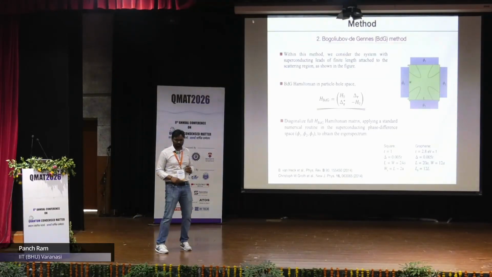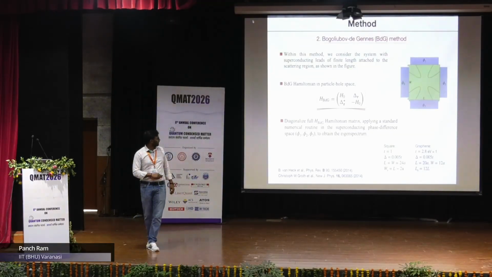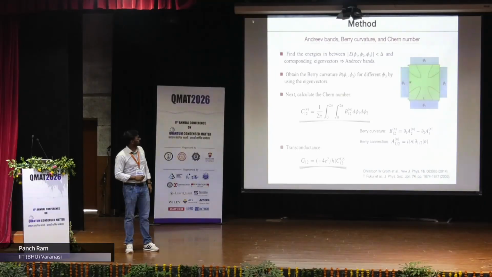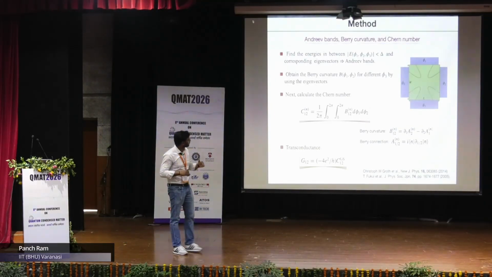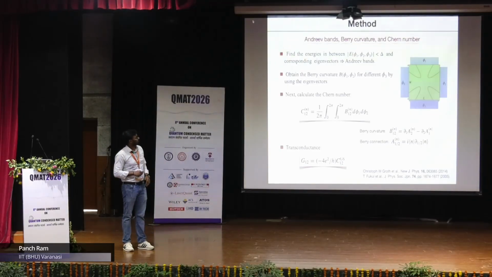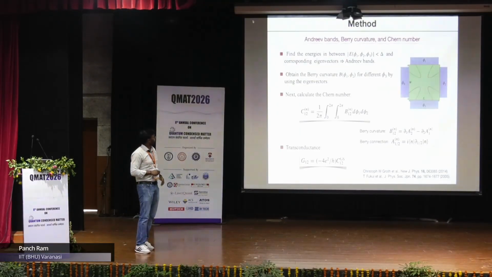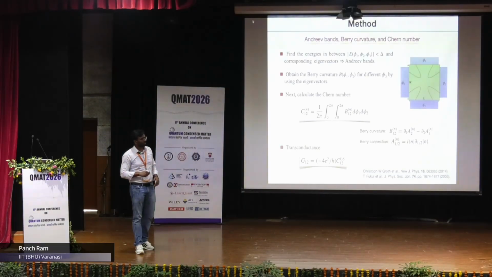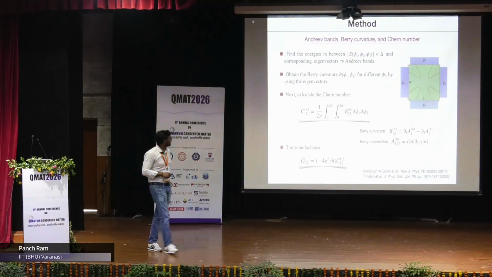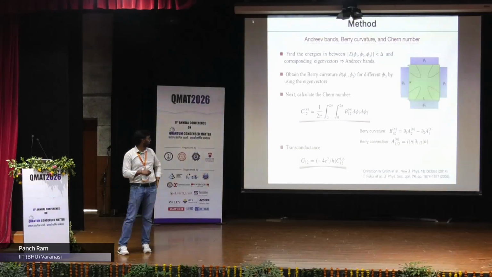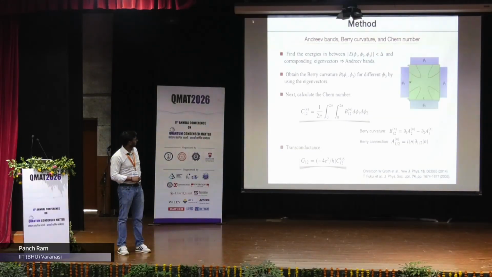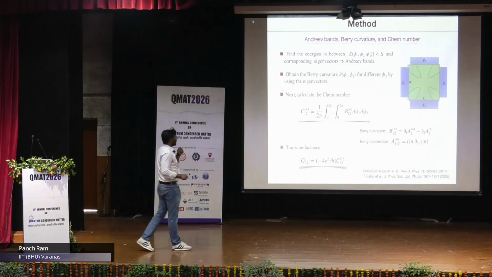these are the parameters we use. Once we get the single particle energies, we segregate those energies which are inside the gap, as a function of phi 1, phi 2, and phi 3. And then for different values of phi 3, of course, we get the energy and also the eigenstates. And with the eigenstates, we calculate the Berry curvature. And once we integrate out phi 1 and phi 2, we get the Chern number, which is, of course, Andreev band dependent.